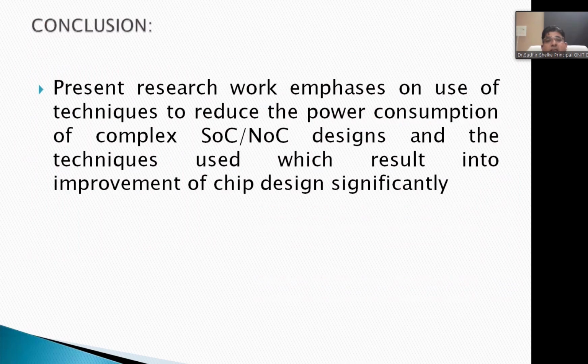For the reduction of leakage and dynamic power, I can conclude that the present research work emphasizes the use of techniques to reduce the power consumption of complex SOC or NOC. SOC is nothing but the system on a chip. NOC is nothing but the network on chip. I work on network on chip design, and the techniques used resulted in significant improvement of the chip design.